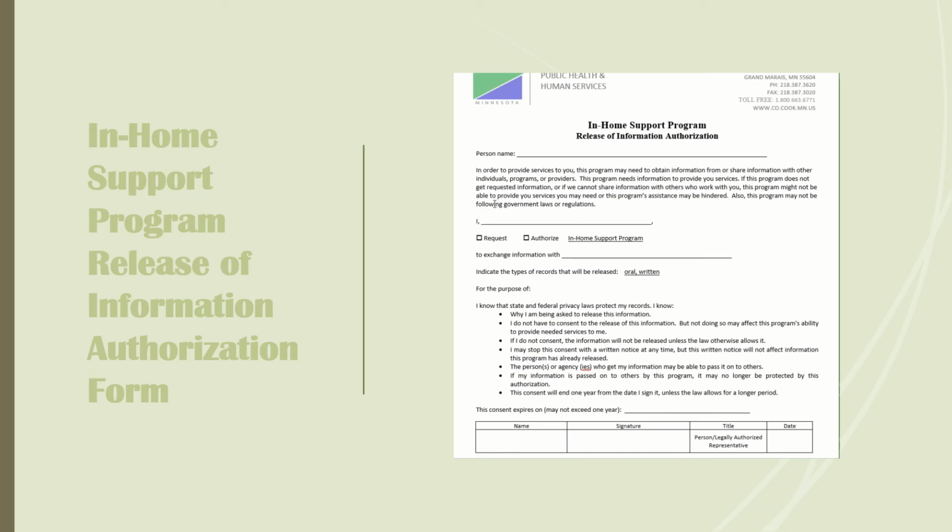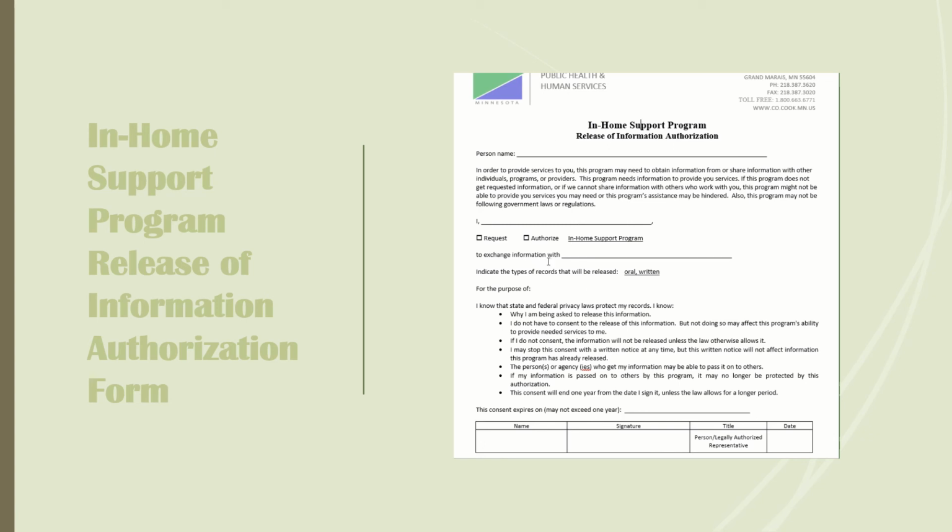Also, this program may not be following government laws or regulations, and that is if we do not have the release of information form. Here on this line, most of the time it's going to be the service recipient's name. In some cases, the service recipient has a legal representative who signs for them, so then it might be that person's name in that situation. So individual or legally authorized representative, either request or authorize the in-home support program to exchange information with.